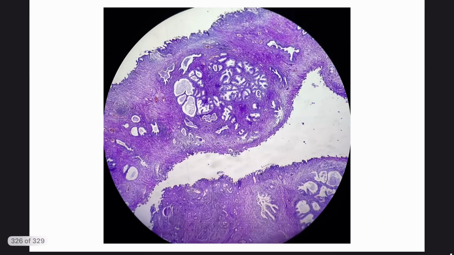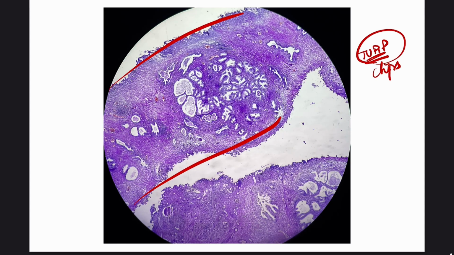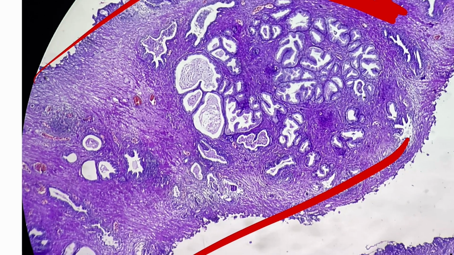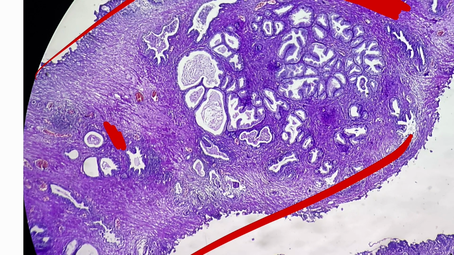This is an image taken from the TURP chips, that is transurethral resection of prostate. This is a specimen of TURP chips. So you can see these bands. These are the bands of prostate gland. You can see this is the fibromuscular stroma. The dense violet is the muscle component, the light violet is the fibrous component. Presence of both fibrous and muscular stroma.